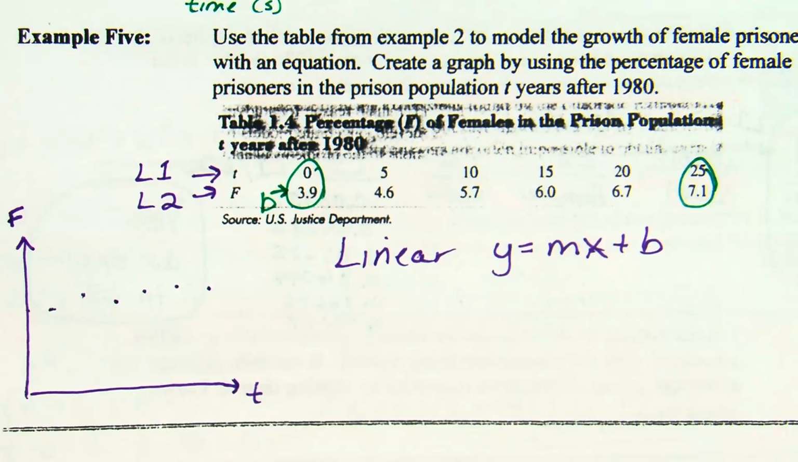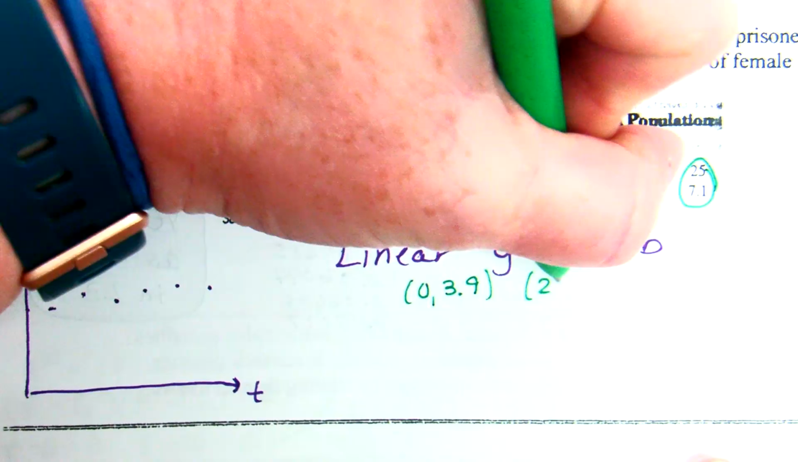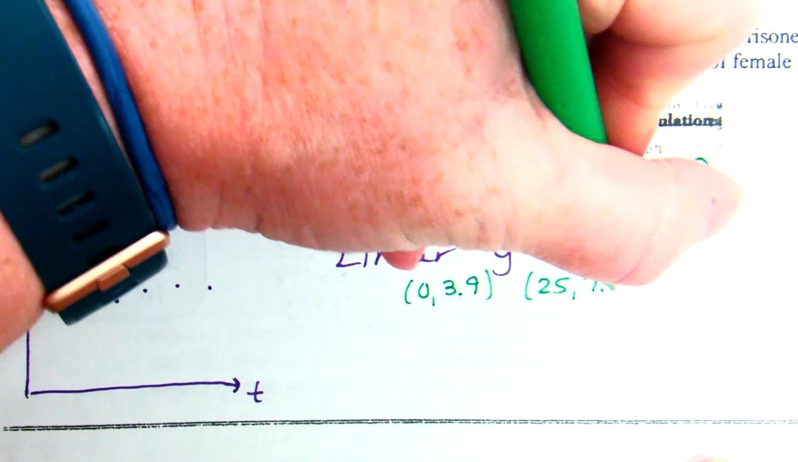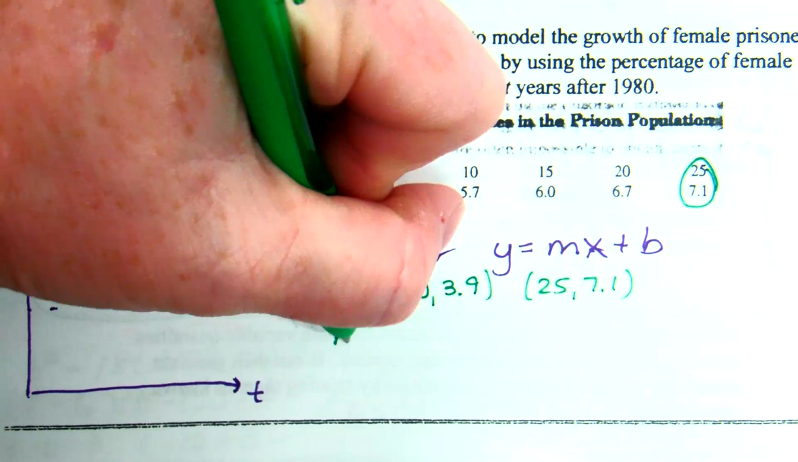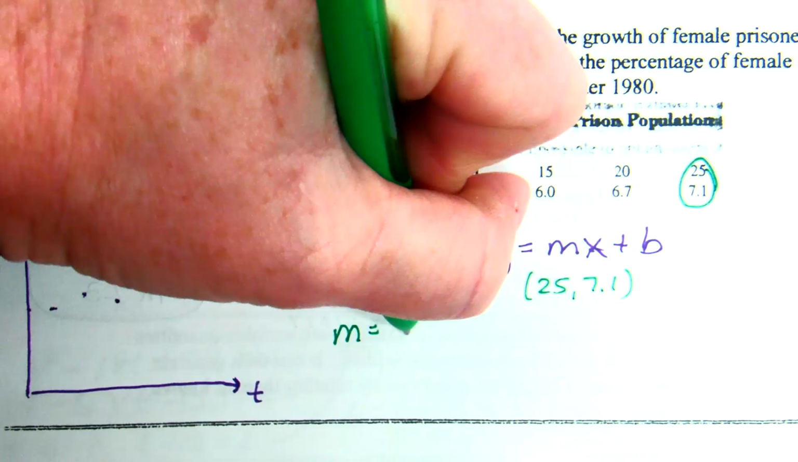What I usually use is the last one, the (25, 7.1). If you use something slightly different from me, your answer might work out slightly different, but it should be similar. Does that make sense? And that's because it's not a perfect line this time that we're fitting. So if I use the ordered pairs (0, 3.9) and (25, 7.1).